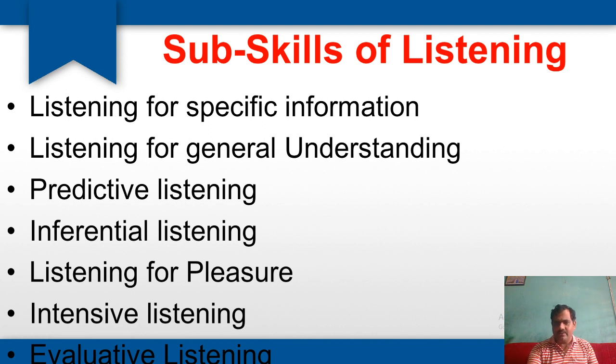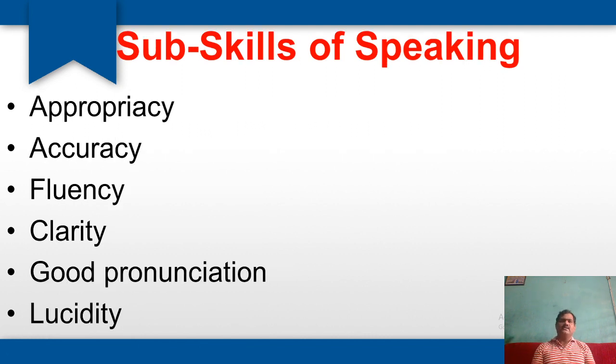He can judge everything. Then the sub skills of speaking are appropriacy, accuracy, fluency, clarity, good pronunciation, and lucidity. These are the sub skills of speaking. Good pronunciation can be developed. He can pronounce properly, which is the rising tone, which is the falling tone. In his speaking, he can speak in a comprehensive manner and give accuracy, the correctness, in his speaking. And also he can maintain the fluency in his speaking. Proper fluency is also essential. Clarity should be there, voice clarity, and speaking clarity should be there. So that's why these sub skills must be developed among our learners.